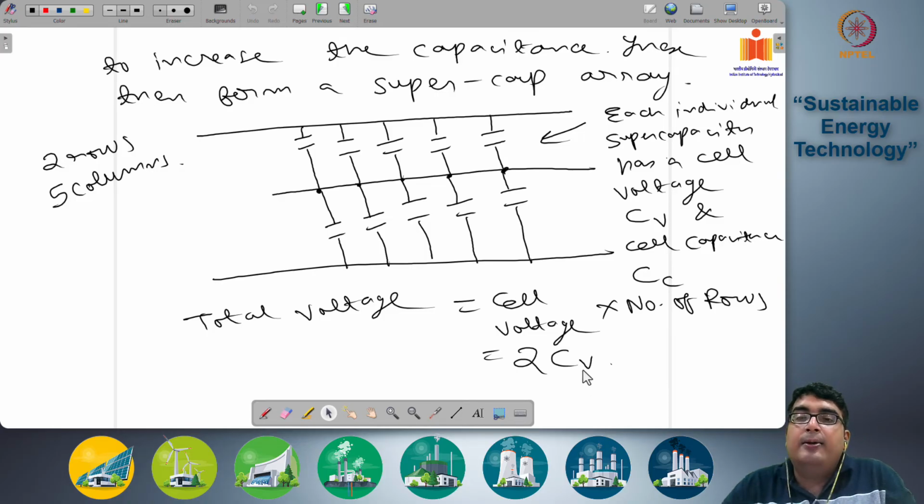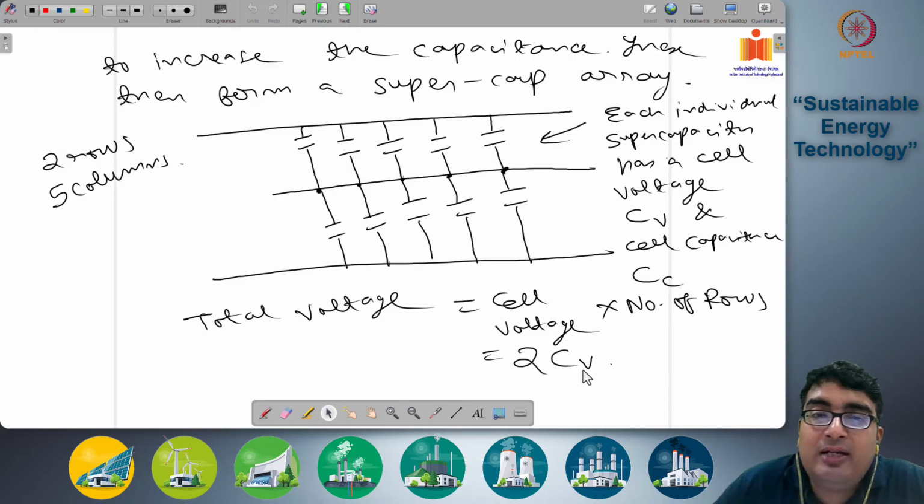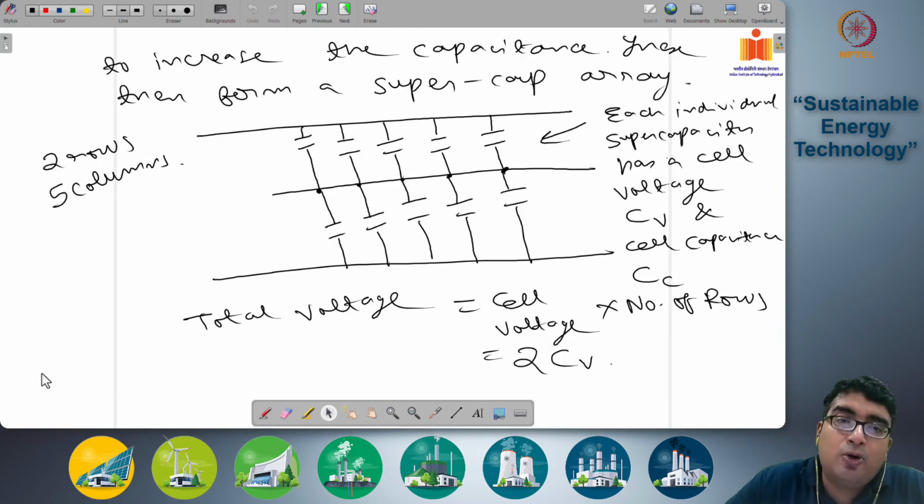By adding more rows, you can increase the total voltage out of this array. Suppose instead of 2 rows you have 5 rows and the cell voltage of each of these cells is 2. Then the total voltage output is 2, the cell voltage, times 5, that is 10 volts. So that's the idea.